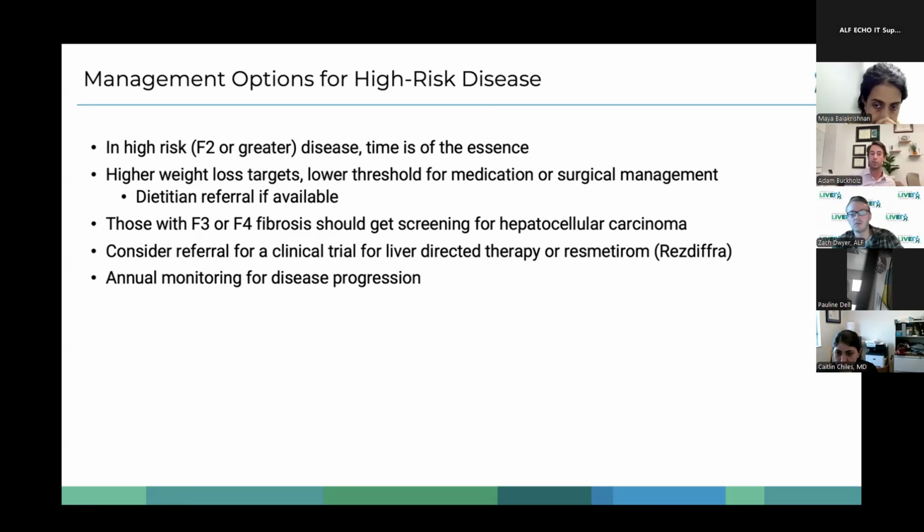And those with F3 or 4 fibrosis should also probably be enrolled in hepatocellular carcinoma screening programs. Now, they're getting referred already anyways, but these are patients that are actually at increased risk of HCC, even without cirrhosis or decompensated disease. And then you could consider whether getting them enrolled in a clinical trial for a liver-directed therapy or getting them started on resmetirom might be helpful. And then they should get annual monitoring of disease progression.